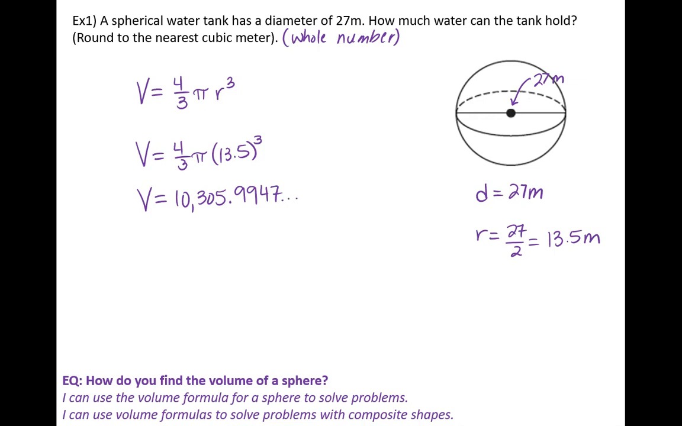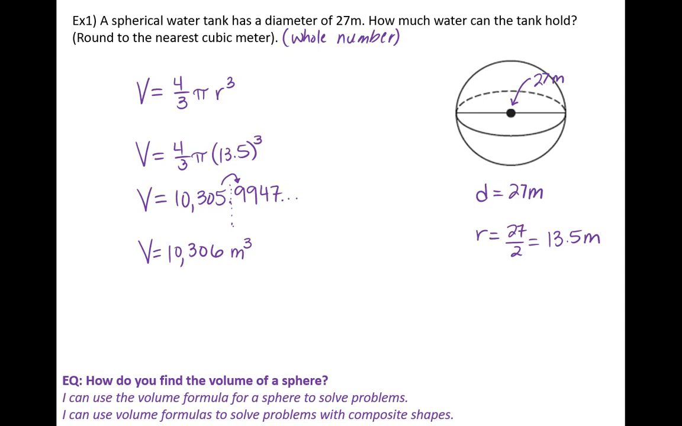9947, and it would probably continue on and on. We're rounding to the nearest cubic meter, which means whole number. That means no decimals. That's my cutoff line. I look back, and the 9 tells me to round up. So I would have 10,306. My unit is meters, and because we're finding volume, it is cubed, and we actually can see the cubed in the radius step there.